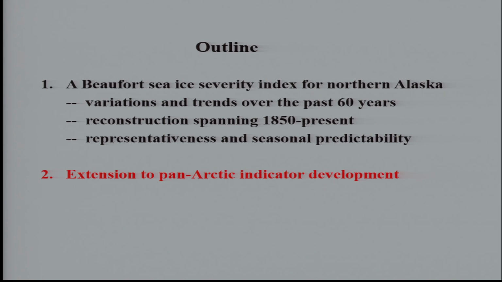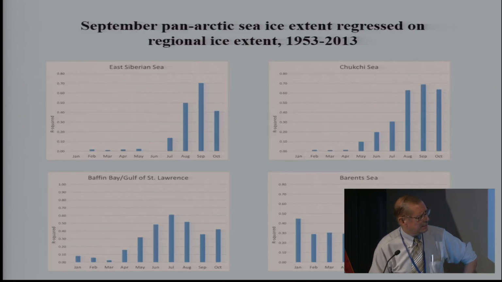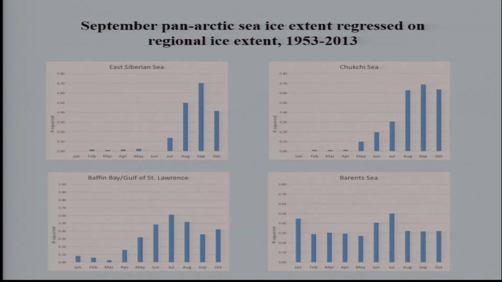And the last item I'll touch on here is the extension. This is an initial attempt to extend this indicator development to the Pan-Arctic scale. What we've done here is taken the Pan-Arctic ice extent and correlated it with the regional ice extent. We've also correlated it with that particular Beaufort Severity Index, and this is the one figure on the results in this category.